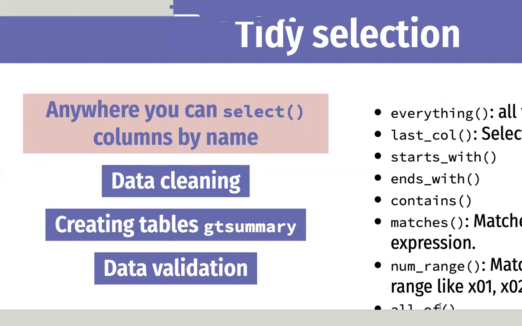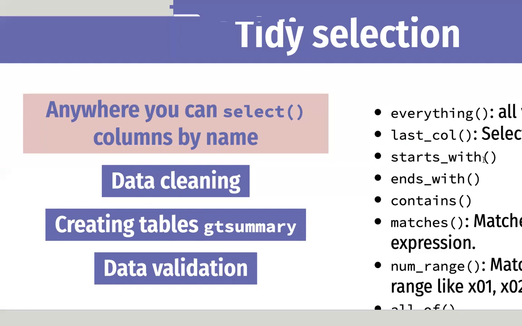These are ways that you can refer to particular columns. The first is everything, which will just be all columns. This is the default for most functions. You can also use last col, which will select the last variable of your data set. You can use starts with, and this one is going to be very useful for the way that we've constructed our variables, such that the first part of the column name indicates the type of column it is.